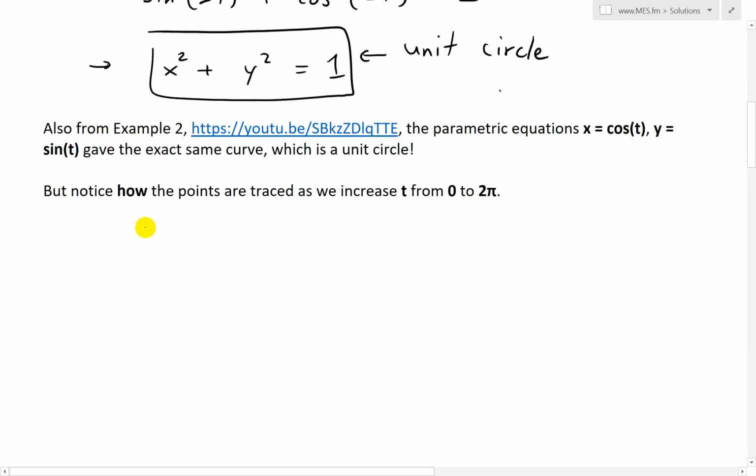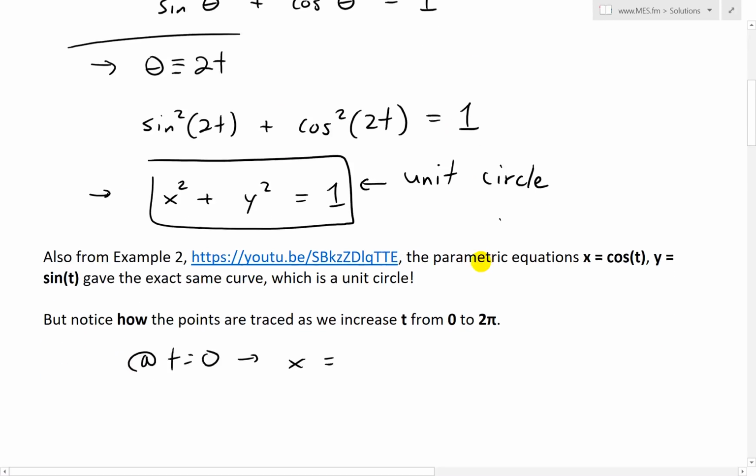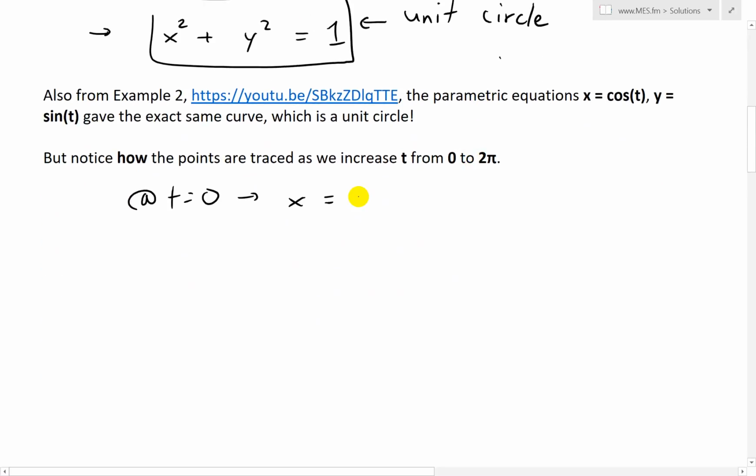In our case at t equals 0, x is sine and y is cosine. So x equals sine of 0, which equals 0. Then y is equal to cosine of 2t, which is cosine of 0, and cosine of 0 is just 1. So what we have here is the point 0, 1, that's our initial starting point.